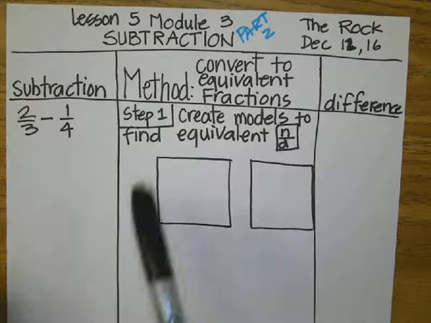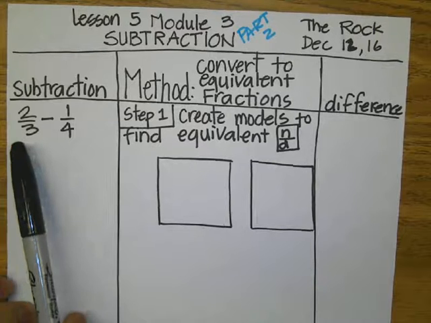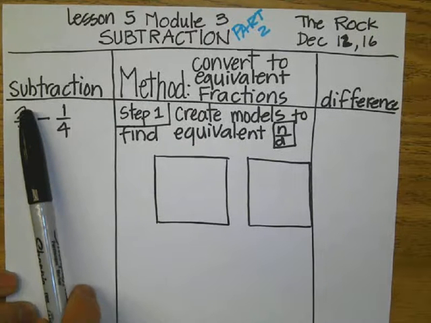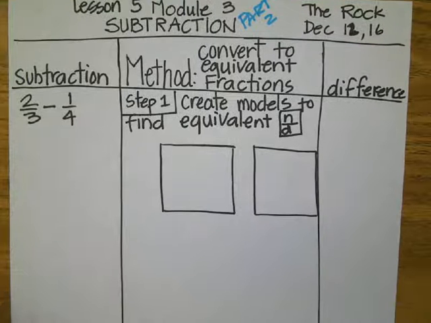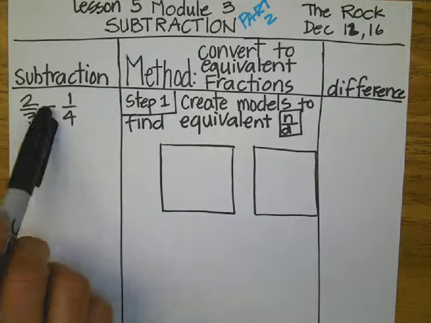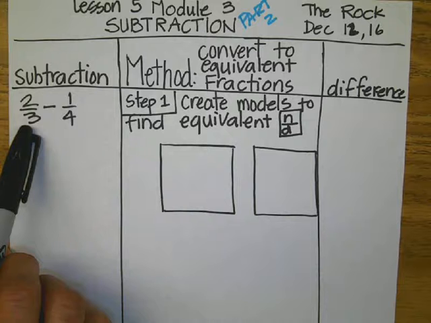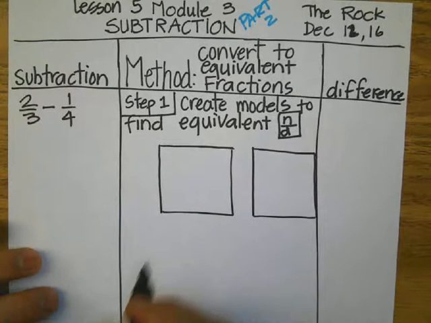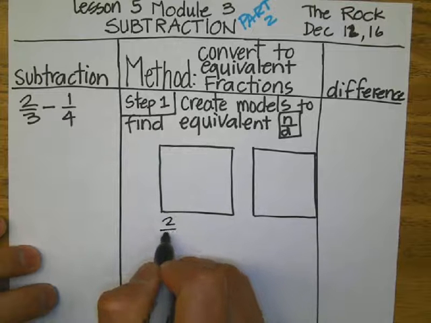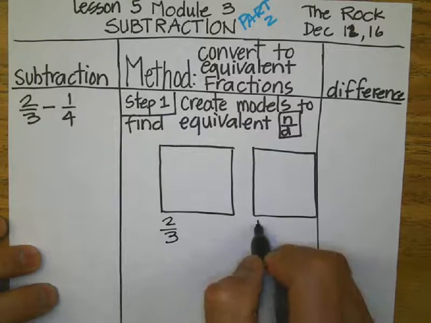Let's practice one more time. This time I'm using the fraction that has not a 1 on the numerator. All right, let's get to it. So we have 2/3 minus 1/4. Their denominators are not the same. It's an unlike denominator, so we're going to convert it into a like denominator. This is 2/3 and this is 1/4.